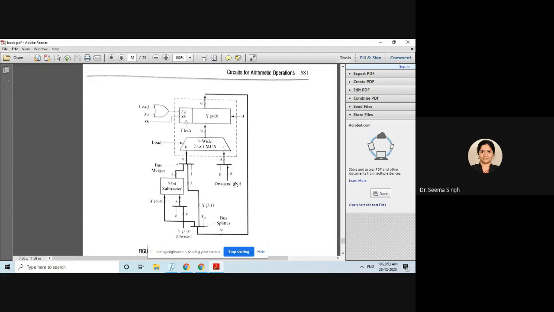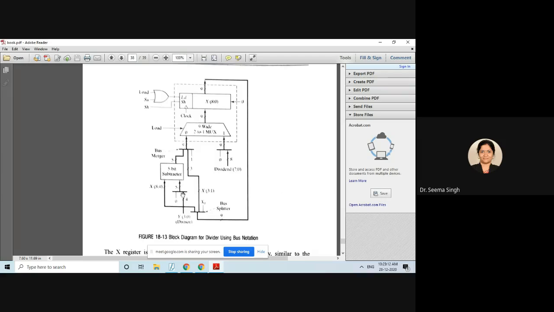So dividend will be loaded first. When your mux is made high, this will be loaded first. Later, when the subtraction happens, that time this part will come into picture. So dividend part loading is here, subtraction part is coming from this side, and they are also trying to show the bus diagram.